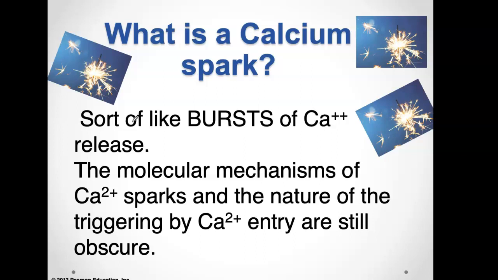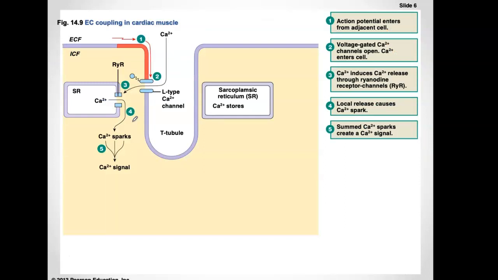The molecular mechanism of this is still obscure, so we're not sure what it is, but think of it instead of burst of calcium. That's what's going to happen. Okay, I'm backtracking. So I have calcium coming in. It's stimulated this receptor, the ryanodine. It's going to release more calcium in sparks. So I have spark 1, spark 2, spark 3.